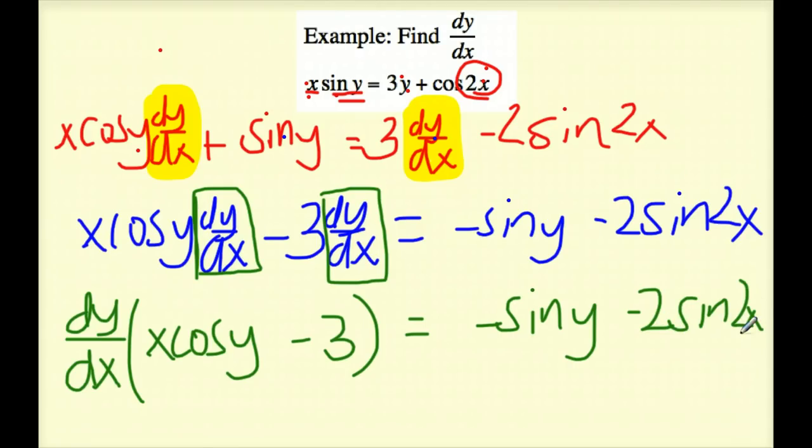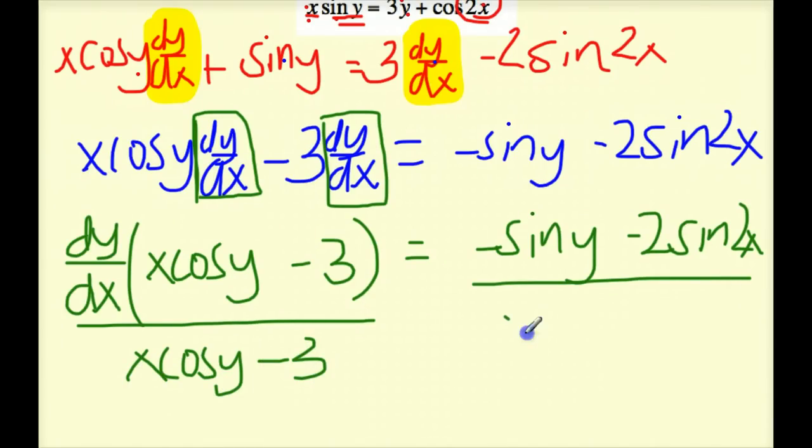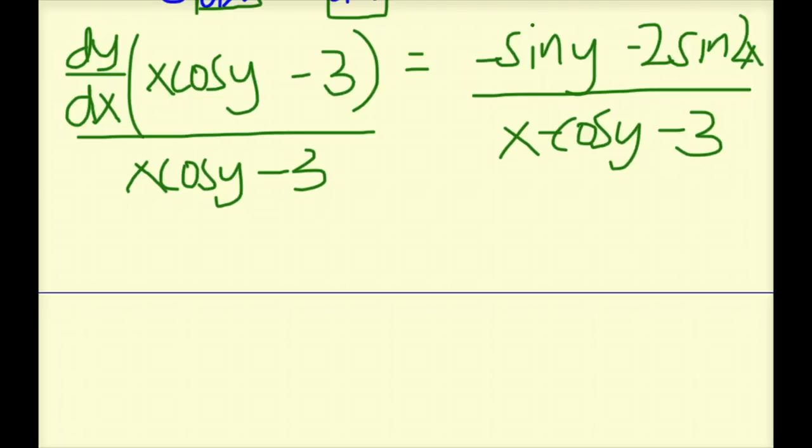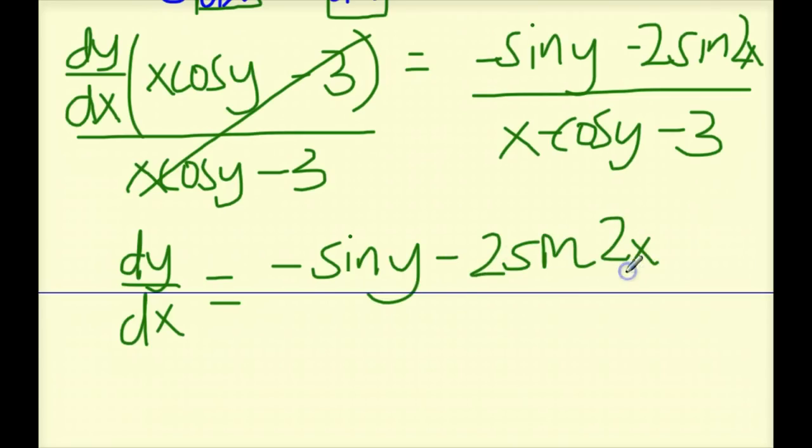And finally, I need to get my dy/dx by itself. So in order to do that, I need to divide by x cosine of y minus 3 on both sides. And if I finish this off, I notice that this side cancels, and what I get left is dy/dx is equal to negative sine y minus 2 sine 2x all over x cosine of y minus 3.